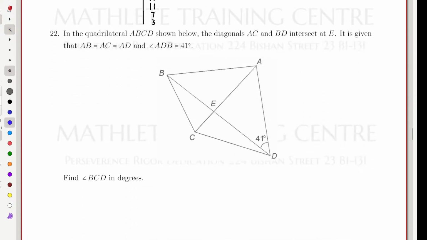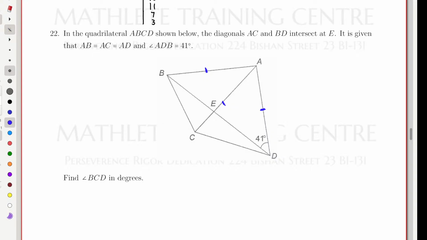Okay, let's move on to question number 22. Question 22 says, in the quadrilateral ABCD shown below, the diagonals AC and BD will intersect at E. It is given that AB equals AC equals AD, and then angle ADB is 41 degrees. Then they somehow want you to use this condition to find angle BCD.